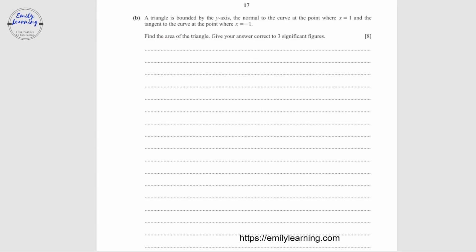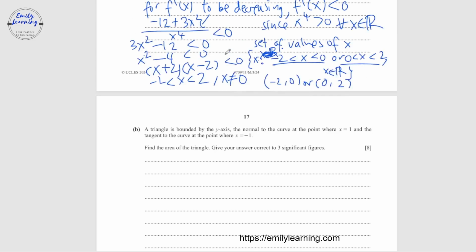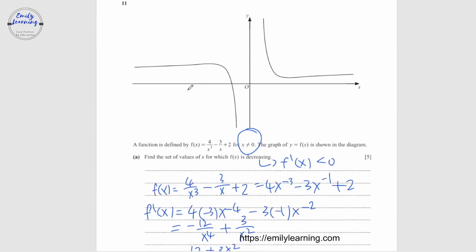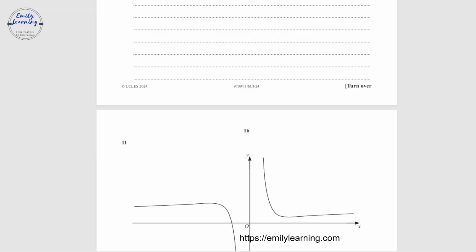Okay, let's take a look at question B. A triangle is bounded by the y-axis, the normal to the curve at the point where x equals 1, and the tangent to the curve at the point where x equals minus 1. You're asked to find the area of this triangle. So we'll need to go back to this. So what did they say? The triangle is bounded by the y-axis. Let me write it down here, y-axis.